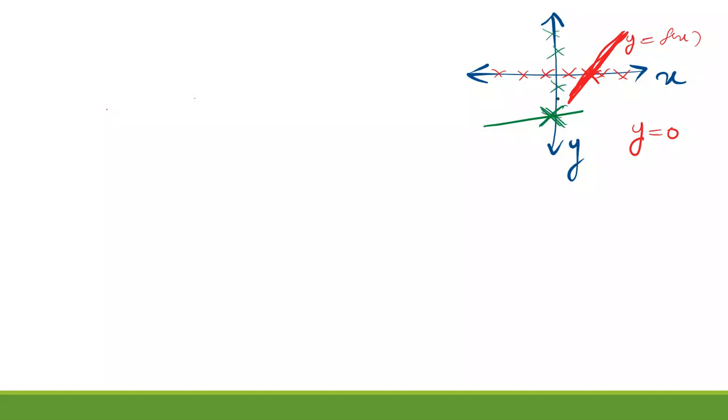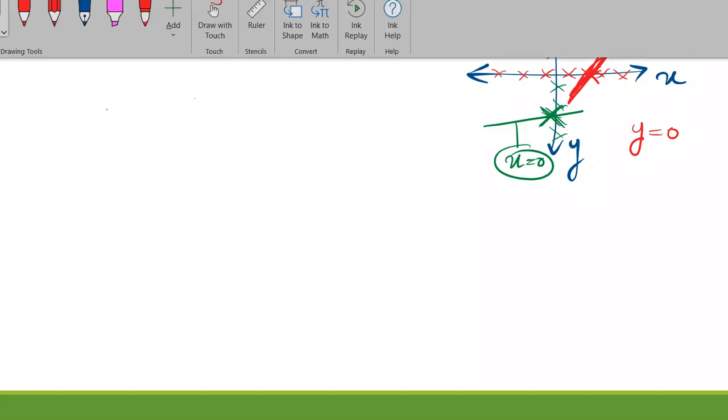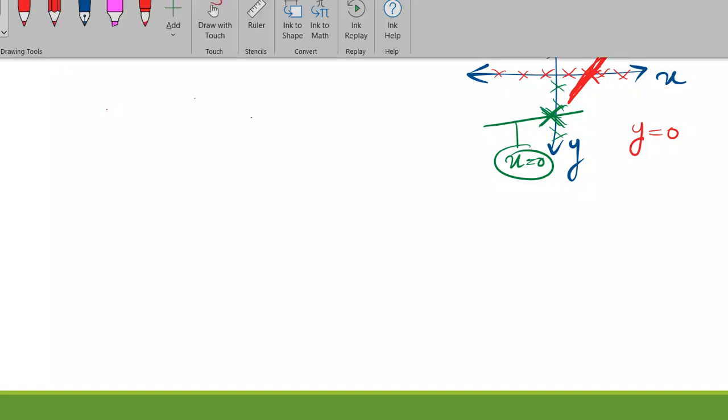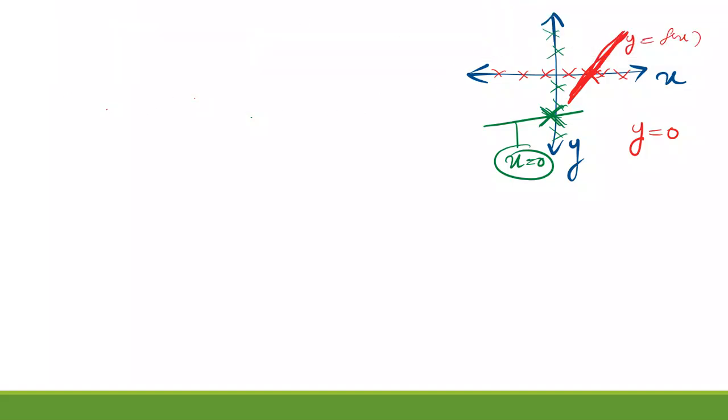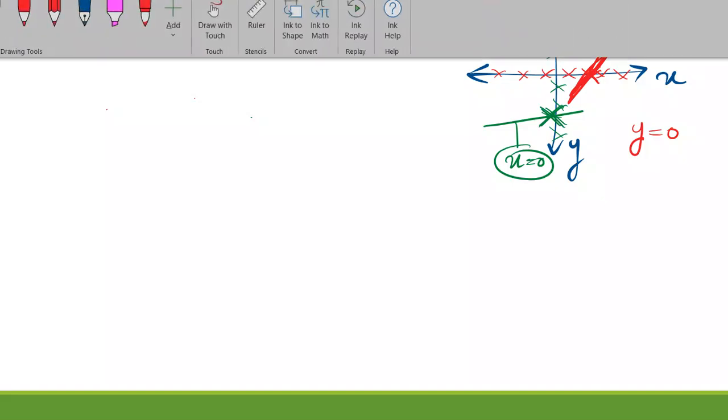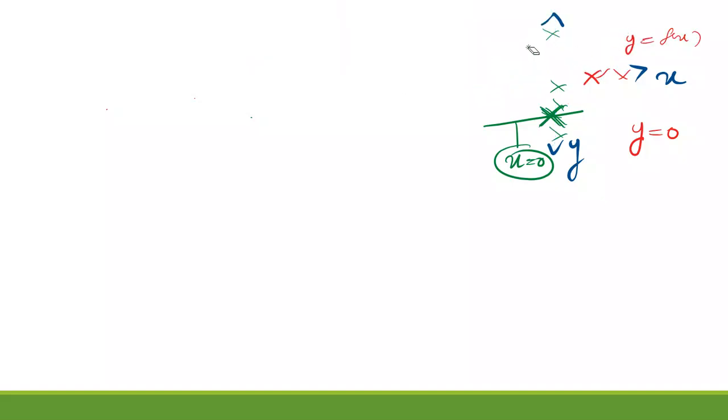All the x-coordinates on the y-axis are 0 only. So in this case the x-coordinate will be 0. Understood? The major concept related to this: if a graph cuts the x-axis, the y-coordinate will be what? 0. If a graph cuts the y-axis, what does it mean? The x-coordinate will be 0 only.